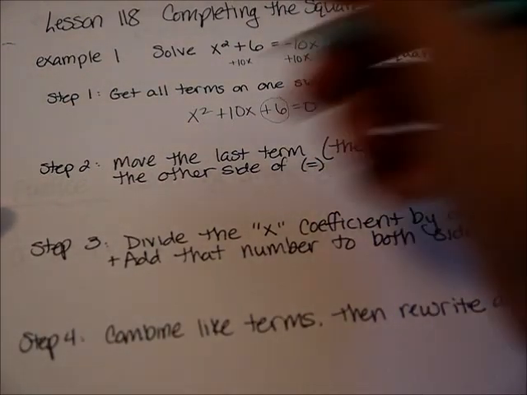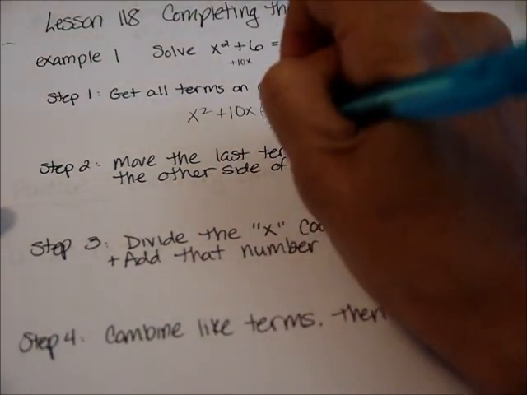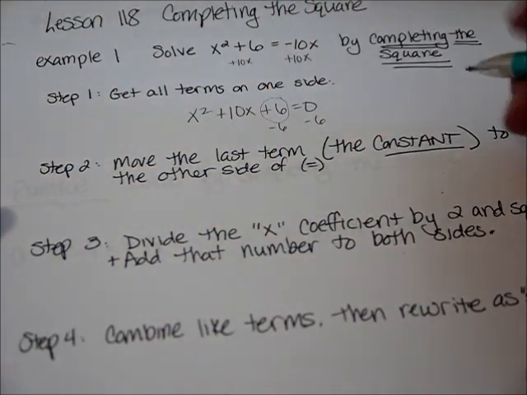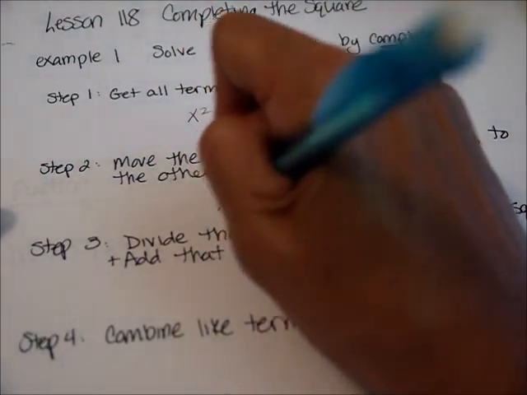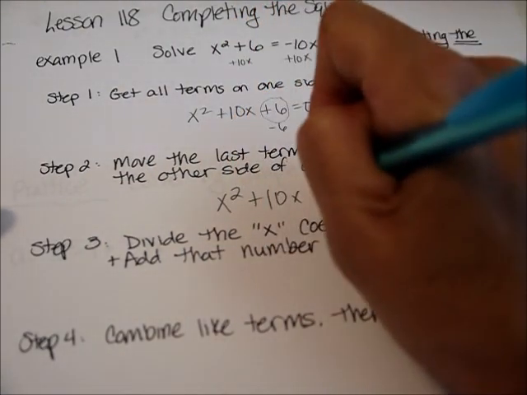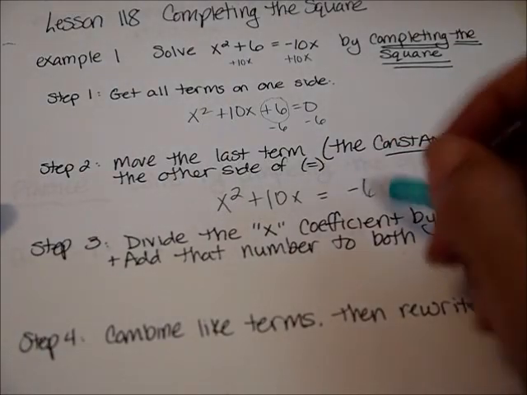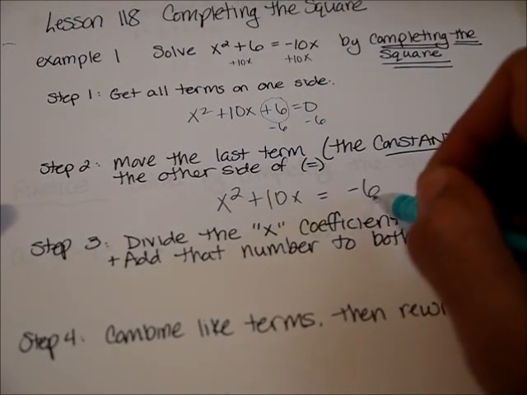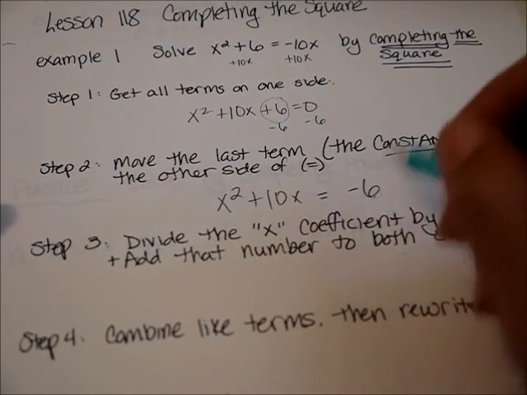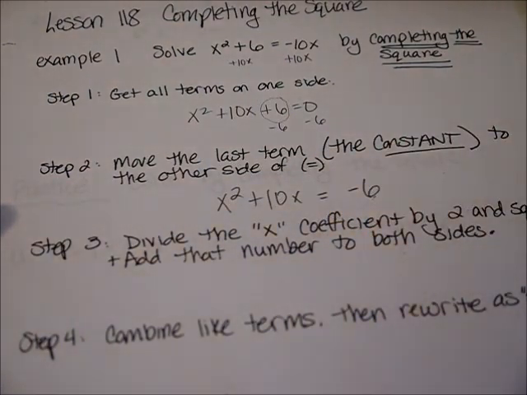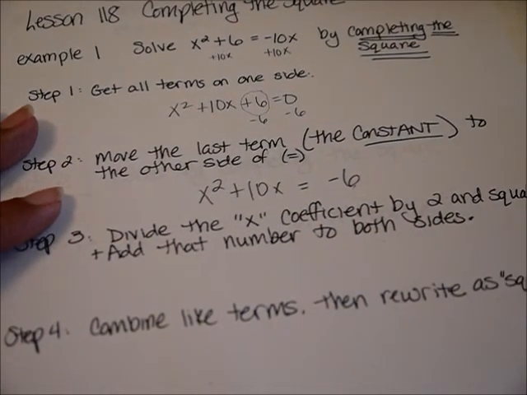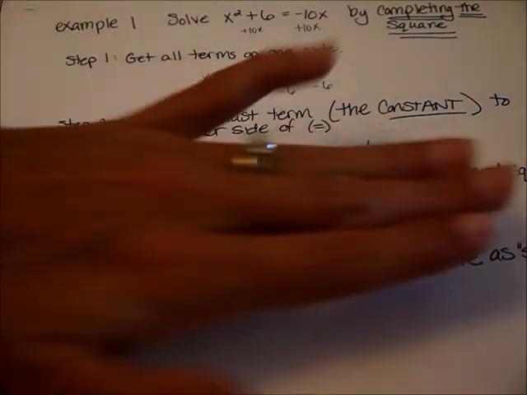So we move that over to the other side of the equal sign, which means we basically subtract 6 from both sides. So on this line, you should have x squared plus 10x equals negative 6. And now we have what we need. The constant, the one without an x, is on the right-hand side. Your x's are on the left.